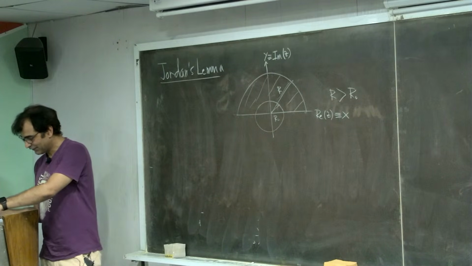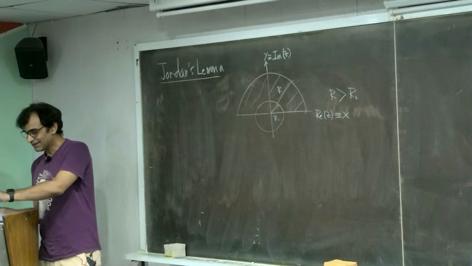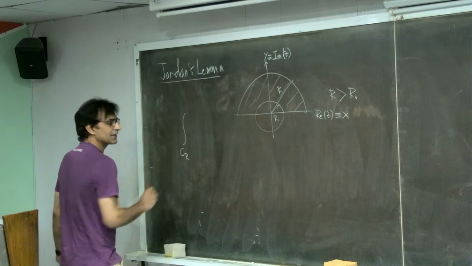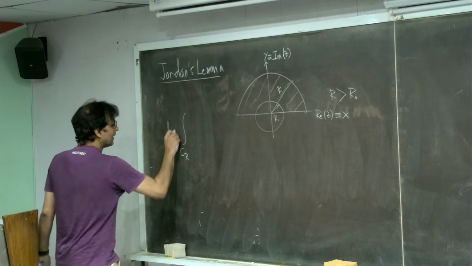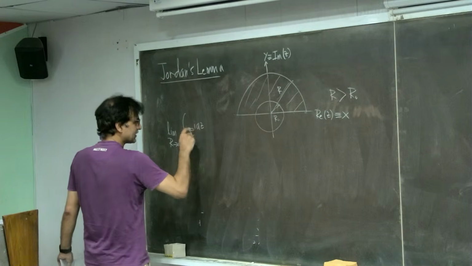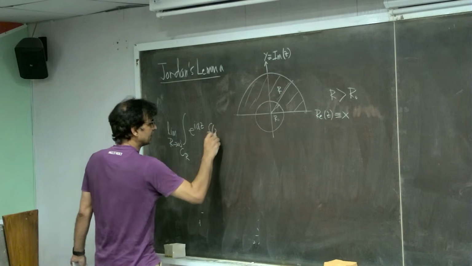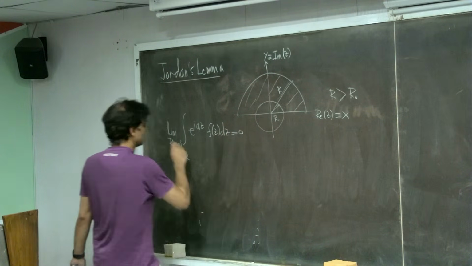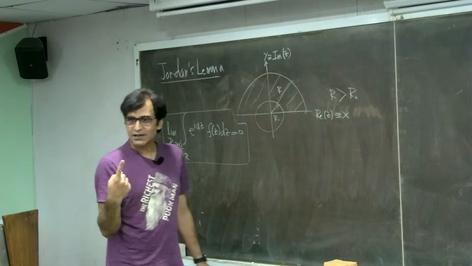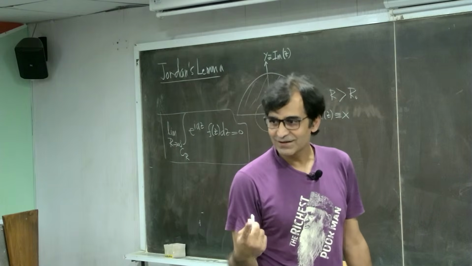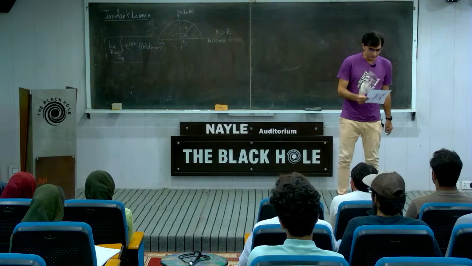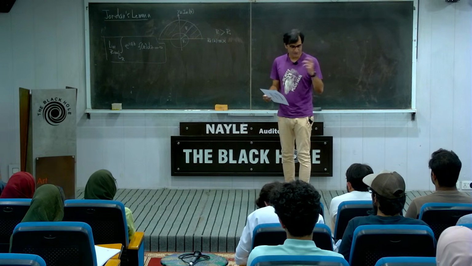So if these conditions are satisfied, then this one is the final result. Suppose you have any semicircle C_R, in the limit R goes to infinity, the integral of e to the power iota a z times f of z dz, for a positive, is equal to 0. This was the third condition: you have the maximum M_R, and then take R to be infinite, and then this integral will be equal to 0. And I have to prove this one. This one is Jordan's lemma, three conditions.